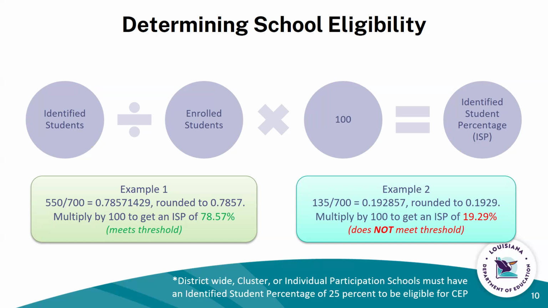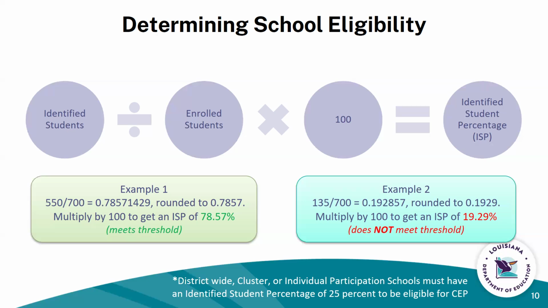The first example shows a school that has determined that there are 550 identified students with a total enrollment of 700 students. To find the identified student percentage, or ISP, you would divide the 550 identified students by the enrollment of 700. So 550 divided by 700 equals 0.857. You multiply that by 100 and you get an ISP of 78.57%, which meets the threshold.